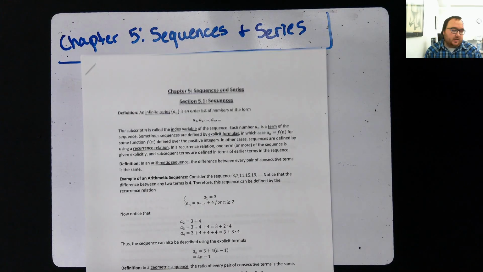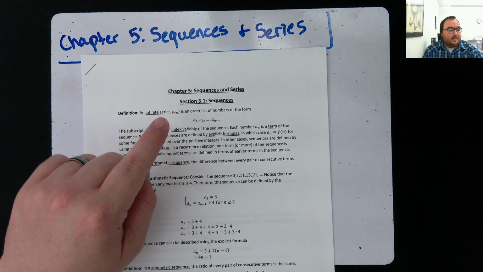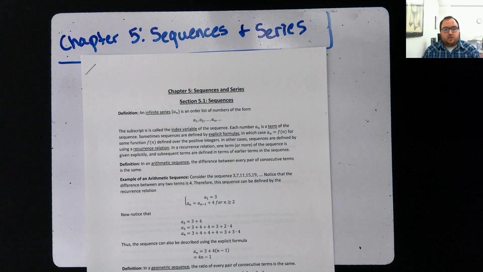Sequence is where I'm going to be starting out. Let's define what that is. An infinite sequence {a_n} is an ordered list of numbers of the form a_1, a_2, up until forever and ever. So, what do I mean? First things first, a sequence is a list. That's pretty much it. You're not doing anything with them, it's just a list.